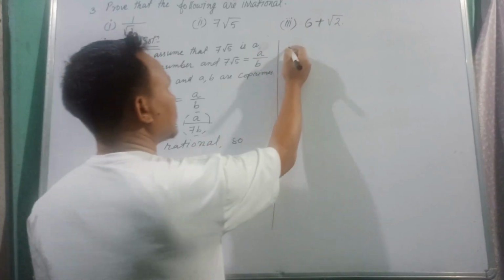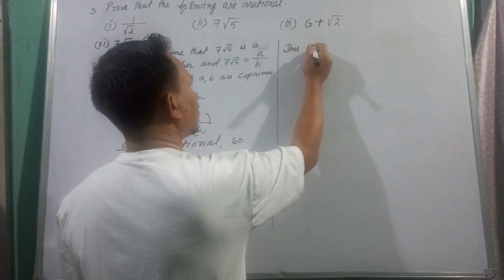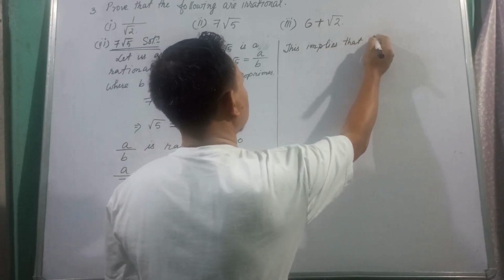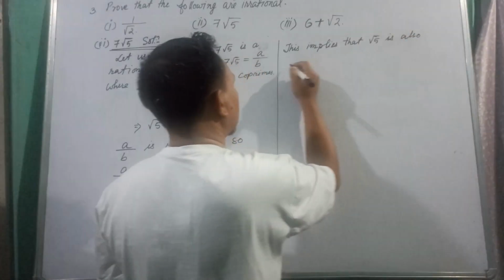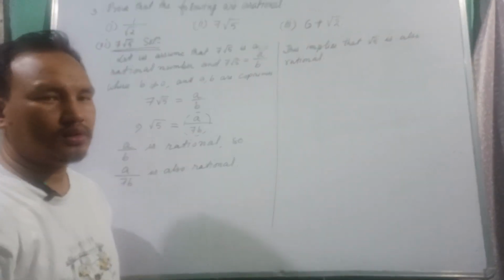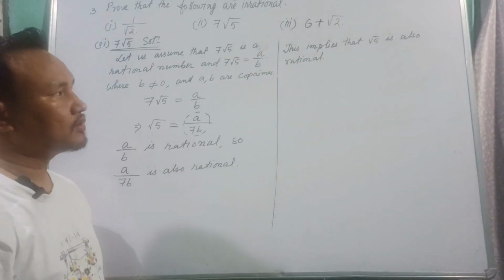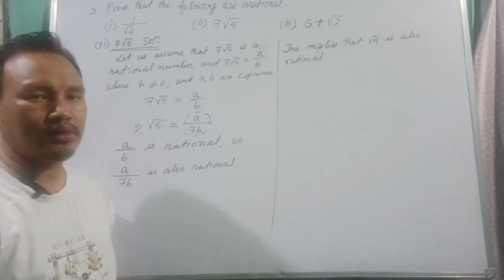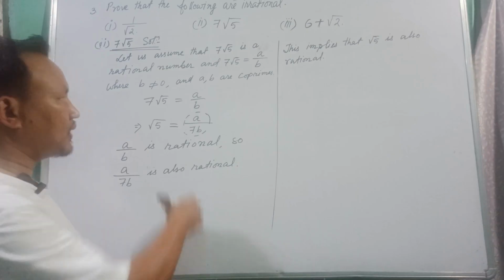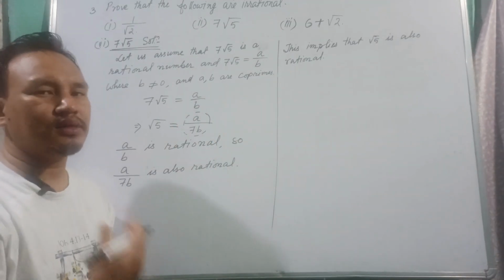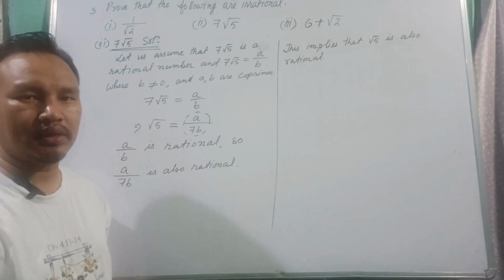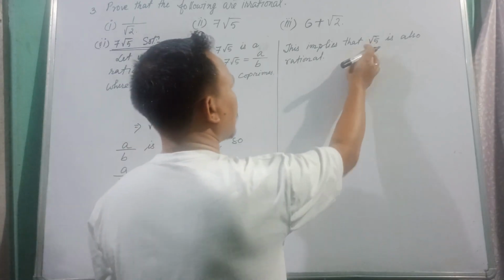So I can write that this implies that root 5 is also rational. We have come to this conclusion. But are we correct in assuming that root 5 is rational? No, it is a fact that root 5 is irrational. So whatever we have done till now is wrong. Our assumption itself is wrong. Where we started was wrong. That's why we are getting the wrong result. So it is wrong to say that root 5 is rational.